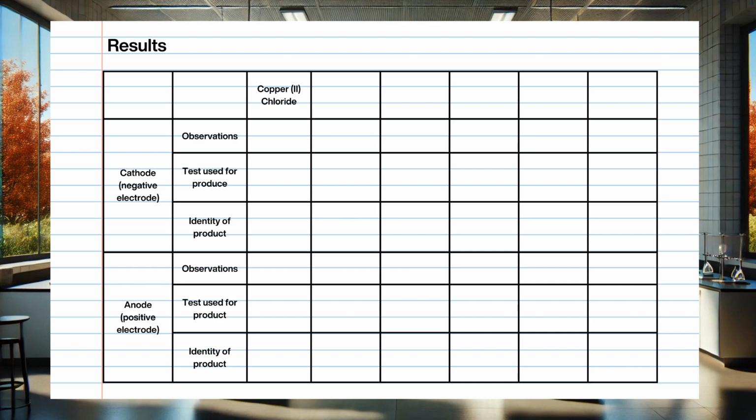In your lab books, carefully draw out a table within which you can record the observations at both the cathode and the anode, as well as room for further notes when we conduct tests to identify the products formed. In the case of copper(II) chloride, we will observe a red-brown solid at the cathode and a colorless gas at the anode. Record this in your table.